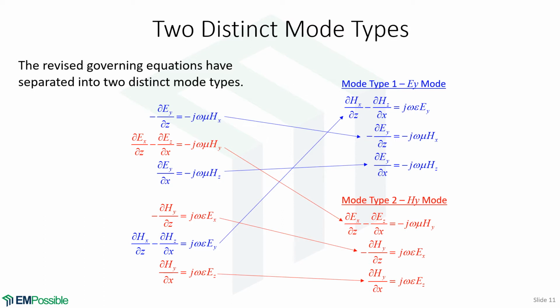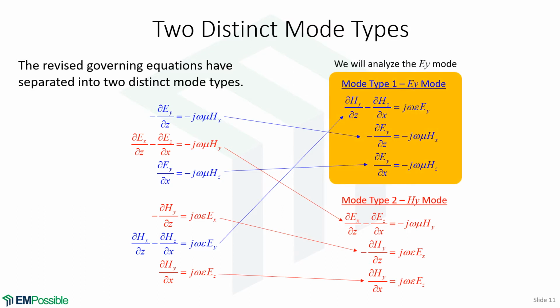So if we wanted to know everything about our waveguide, we would have to solve both of these separately, get different solutions, and understand that both of these could be happening. Now, these sets of equations look very similar. So we'll just choose the EY mode and proceed with that in this video. But everything we're going to do to the EY mode, we would simply do to the HY mode, and we would get solutions for that in the end too.